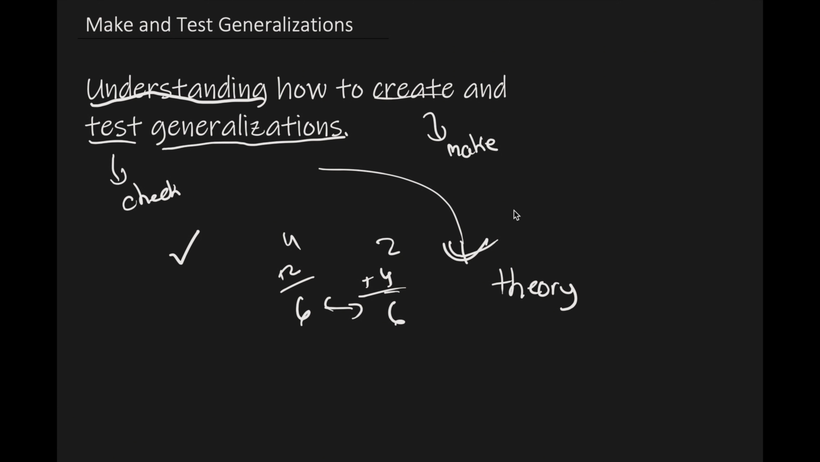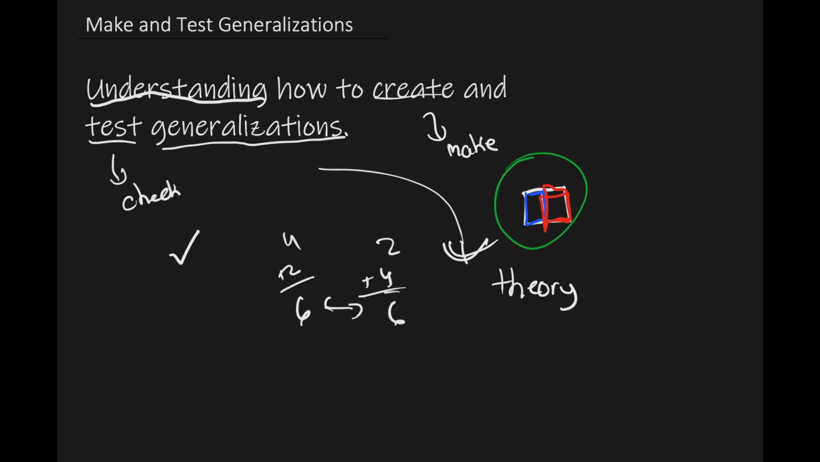So I could create a generalization saying that any square cut in half will create a rectangle. And I could test that by drawing a square, cutting it in half, and saying, okay, that's a rectangle. That's a rectangle. So that's how you can check. That's an example of how you can make and test a generalization.